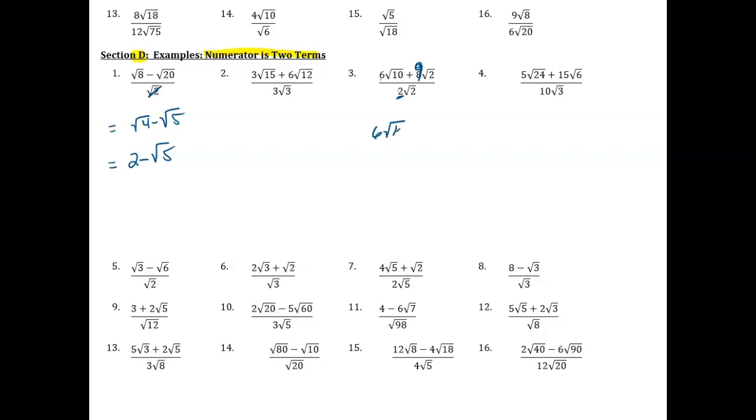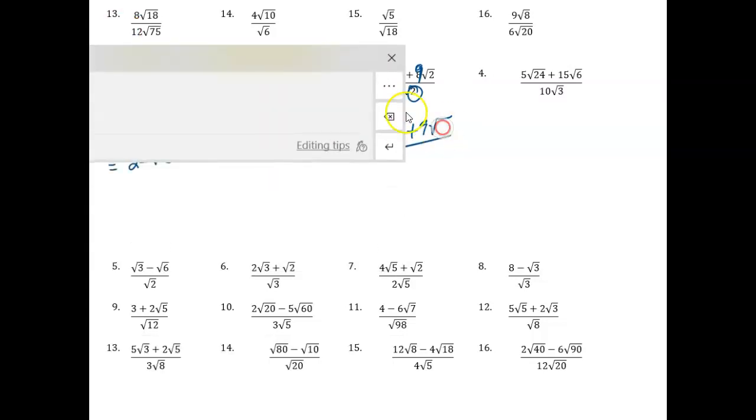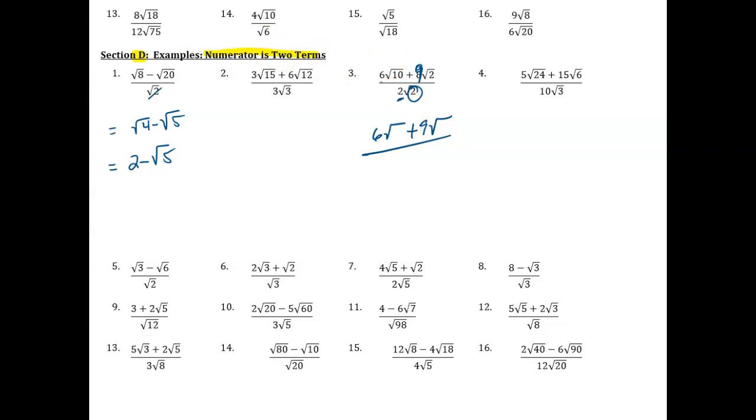So you'd have 6 root 10 plus 9 root 2. You can't work that out. What you could do is take this root 2 and divide into both the 10 and the 2. That would leave you with a 5. And 2 divided by 2 is 1. So you have to be careful. Make sure you can actually divide it. And it would all be over 2. But that's not our question.